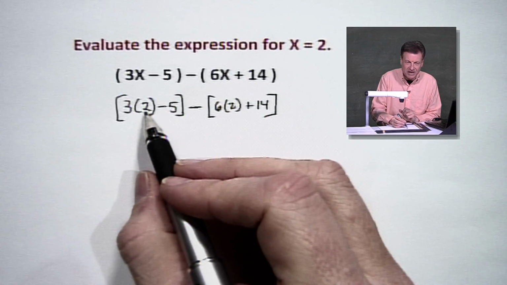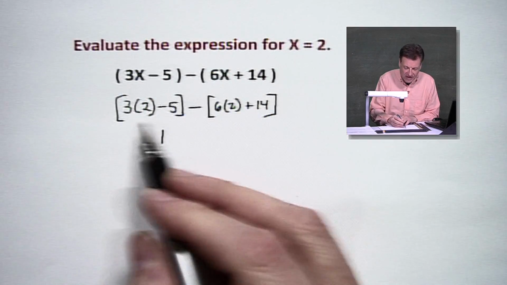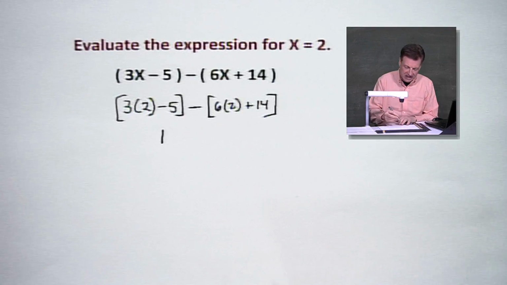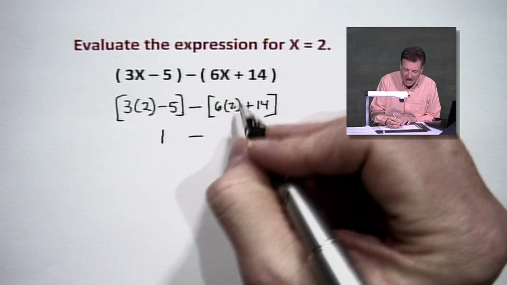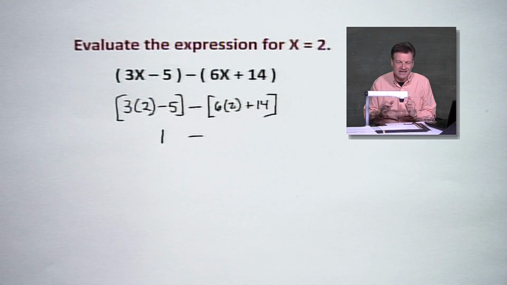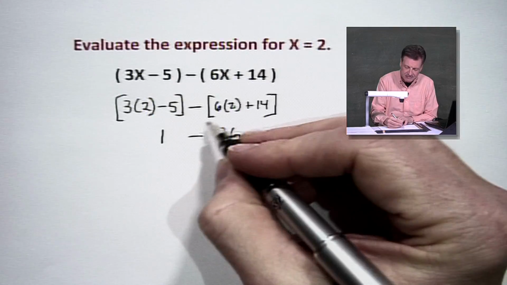So I've got 2 times 3, gives us 6. Subtract that 5, we have 1. That's the result of the first bracket, all right? So 6 minus 5 gives us 1. Let's go to the second bracket. I've got 6 times 2, which is 12. Add 14. I have 26. And it is a positive 26, but I've got to subtract it.